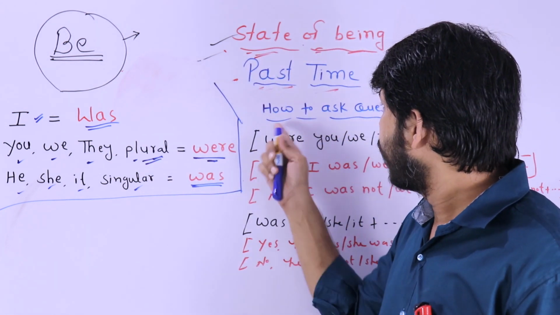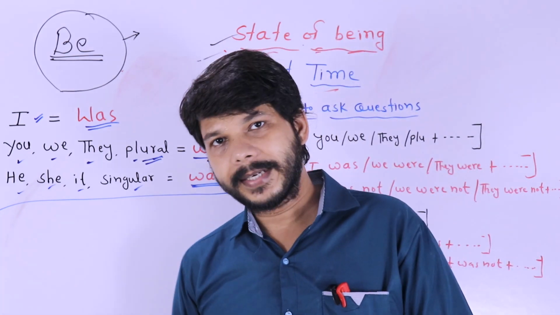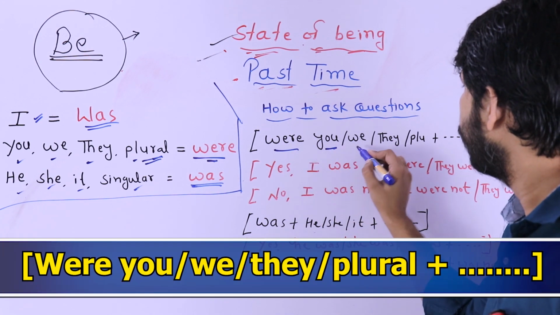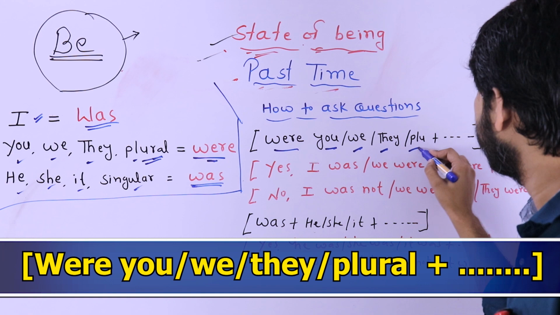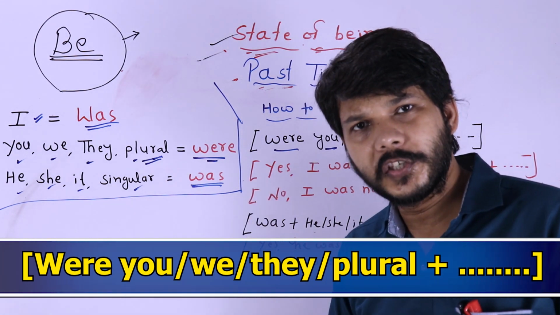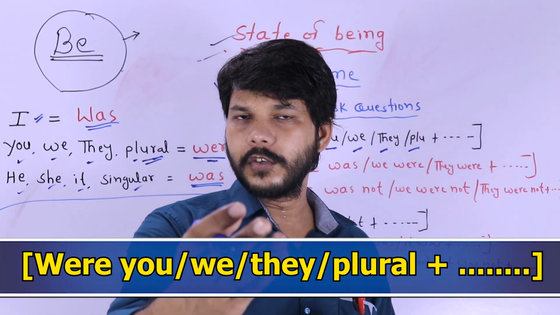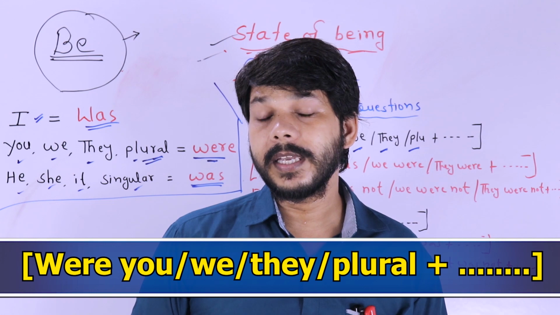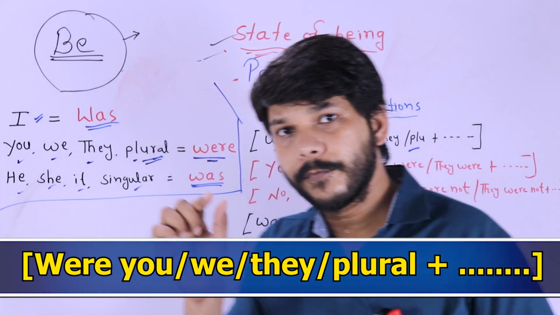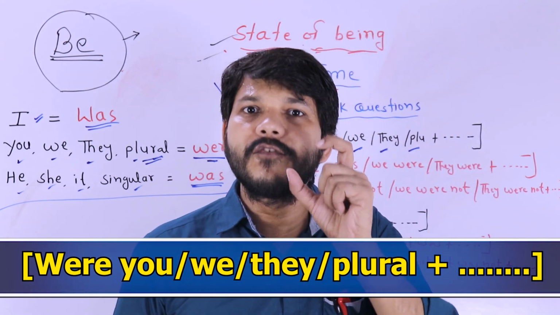Okay, so was and were. Now we have to learn how to ask a question and how to reply. How will you do the practice, guys? So first of all, see this. Were, you, we, they, plural plus whatever the item you want to show. It could be location, it could be position, condition. If I am asking a question to the person who is in front of me, then if I want to know yes or no, first of all you have to put the helping verb were. You have to start your sentence with were.